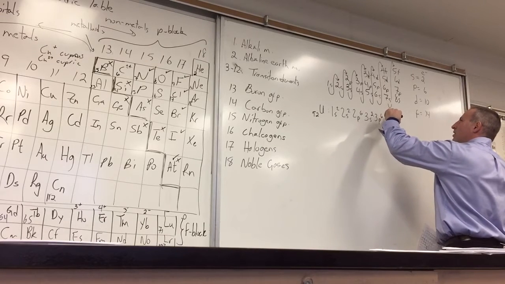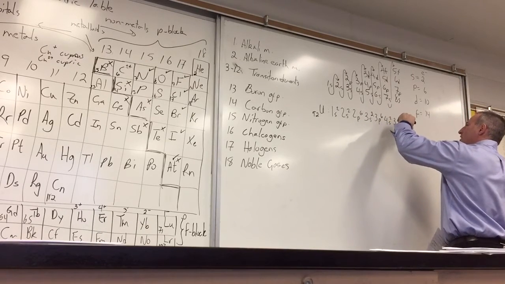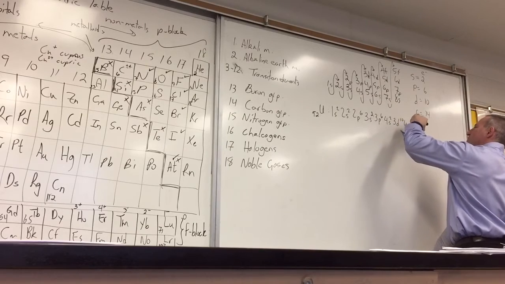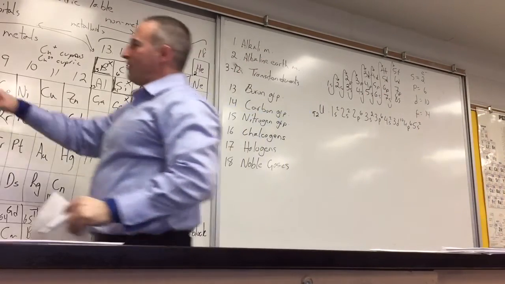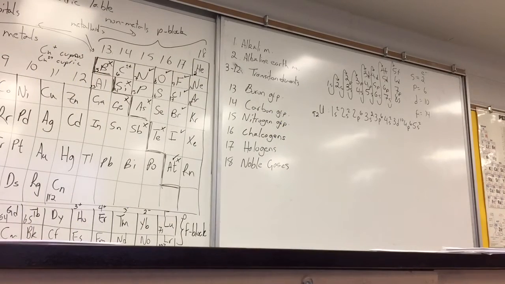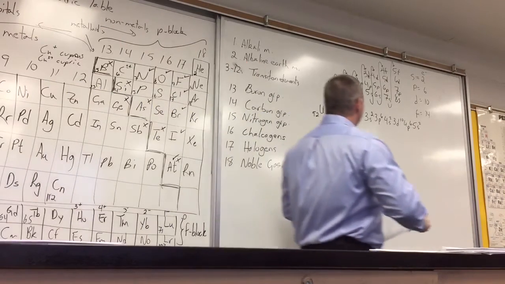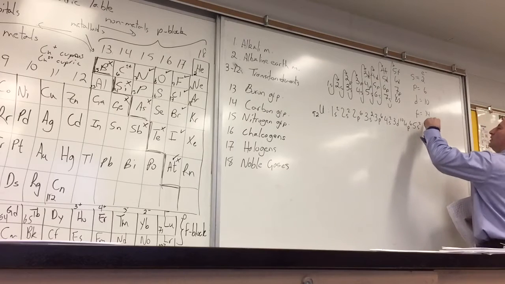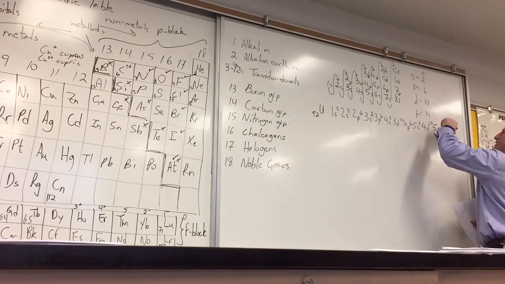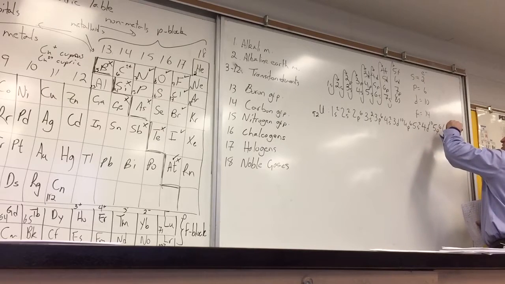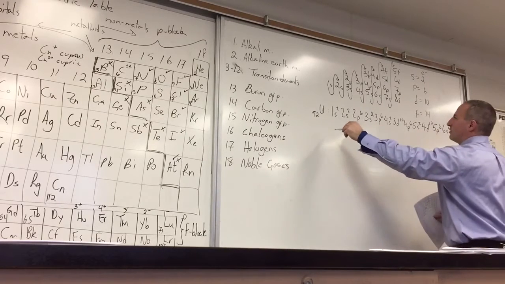3p6, 4s2, 3d10, 4p6, 5s2. Where are we now? We're at 5s2, here, strontium. So we still have a ways to go. 5s2, 4d10, 5p6, 6s2. I'm running out of room, so I'm just going to start over here.